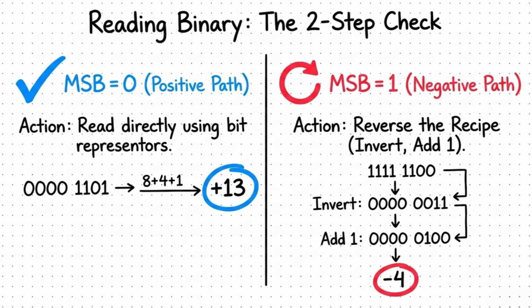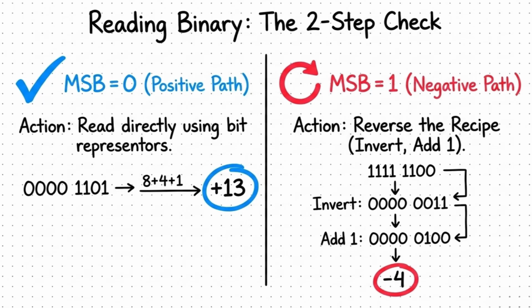So in this example, where the binary number is represented as 0, 0, 0, 0, 1, 1, 0, 1. As the most significant bit is 0 here, which makes it a positive number, we just need to add the on bits. So in this case, it's going to be 8, 4, and 1, which gives us the value 13.